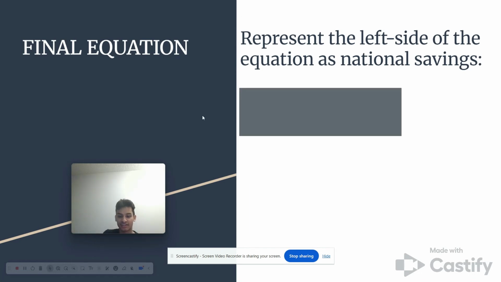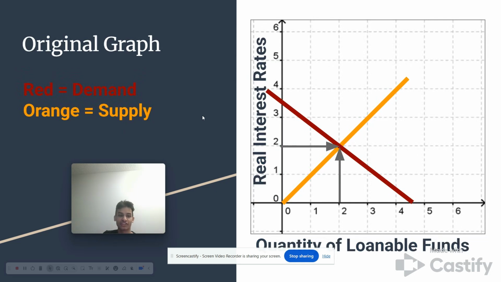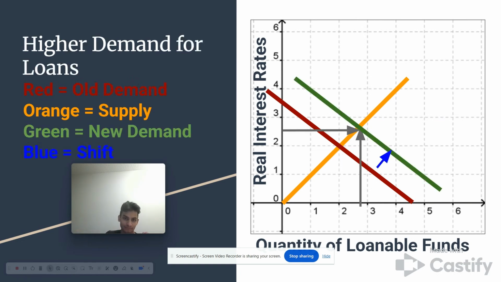So let's talk about who supplies funds. We talked about that public and private savings. The original supply-demand graph for interest rates and quantity of loanable funds looks like this. Red would show the demand, orange shows the supply. Where they meet is where the interest rate is.